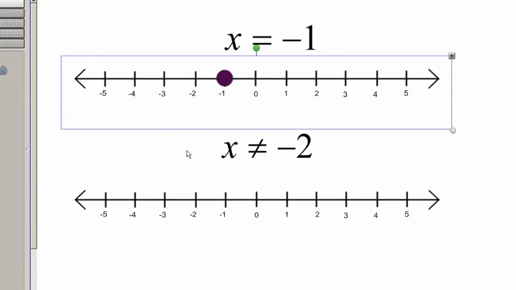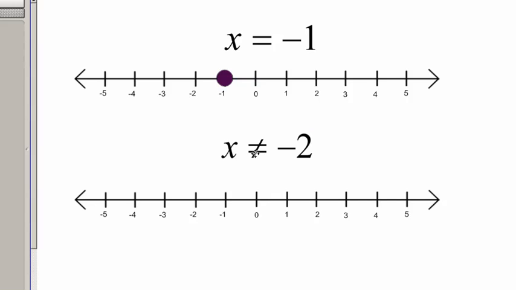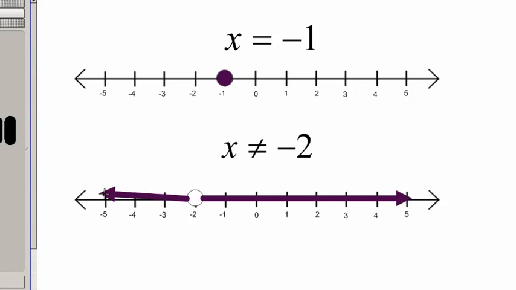Now, x is not equal to negative 2. So that means every single number on this entire number line is not equal to negative 2 except for one point. Which point is it? Yeah, negative 2. So somehow I've got to show that everything's included except for negative 2. And I do that by putting an open circle on negative 2 and drawing lines to cover the rest of it.